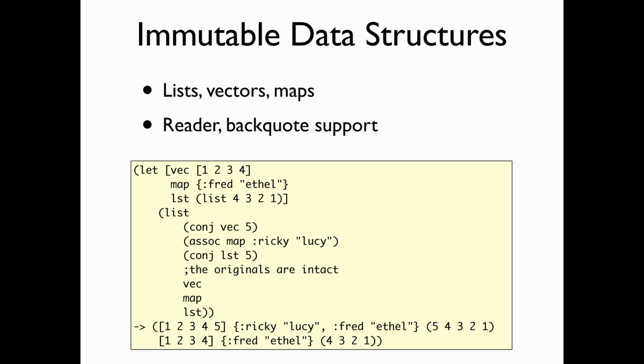Are you allowed to say conj 5 vec? No. Some things can work either way, like lookup can. Keywords are functions of maps, and maps are functions of their keys. But conjing is always collection, value. Cons is the other way, so people wouldn't go insane. Cons is value, list.